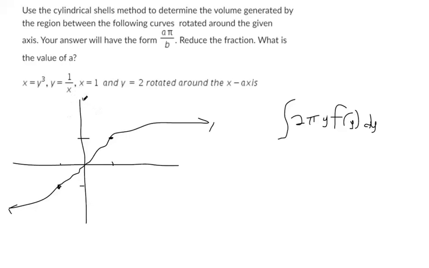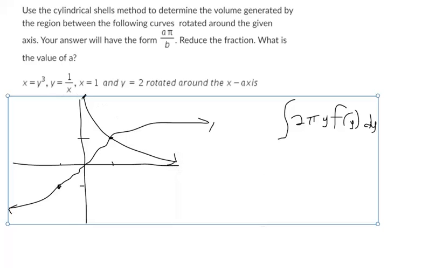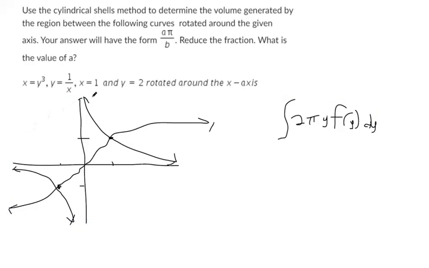Y equals 1 over x, that's a pretty classic graph. It looks something like this, except it crosses at 1, comma 1. And then it also goes this way, but I have a feeling they're not going to make us consider both regions. So there's y equals 1 over x. And then we have x equals 1, which is this vertical line right here, and y equals 2 is this graph up here. The region bound by all those graphs.